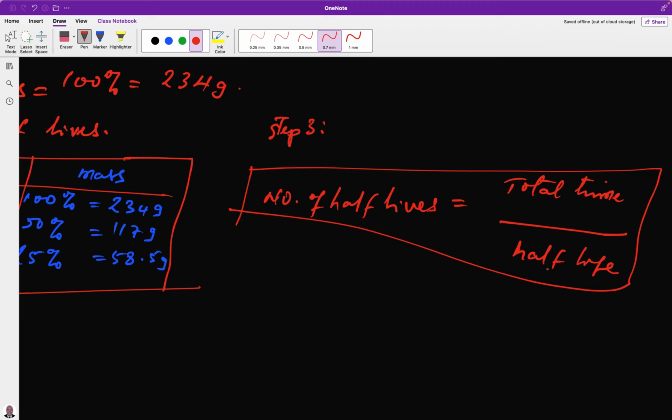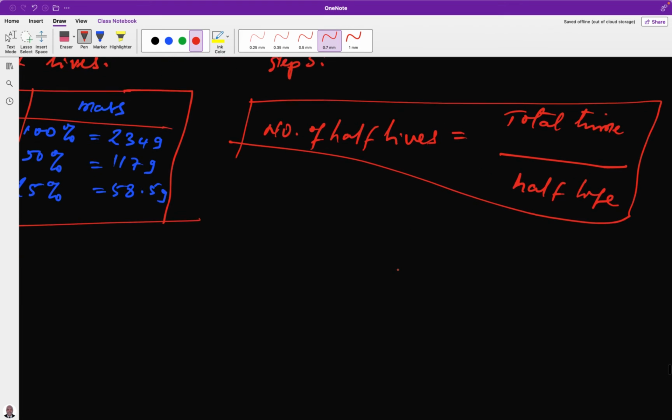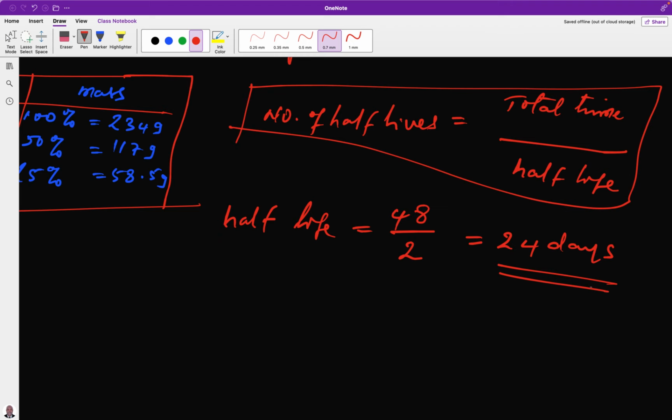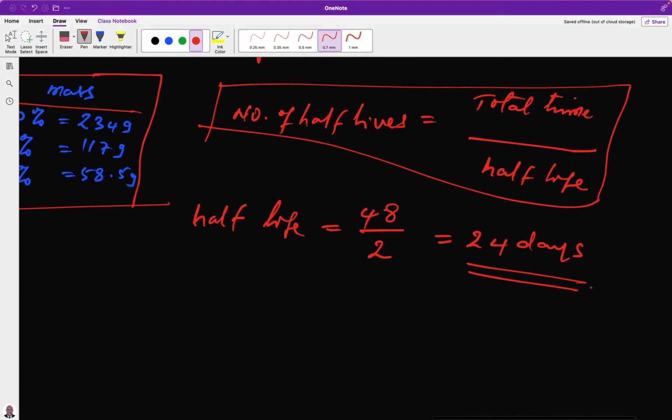From this, we can now calculate our half-life. Our half-life now will be total time divided by the number of half-lives. Our half-life will now be 48 divided by 2, which will be equals to 24 days. So that is how you can calculate it.